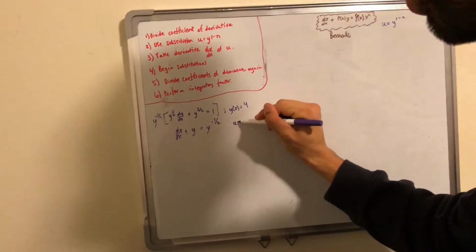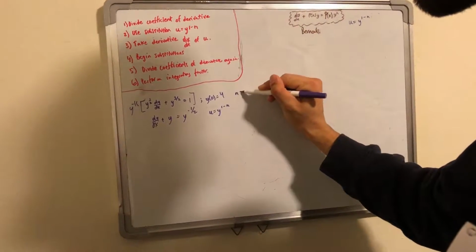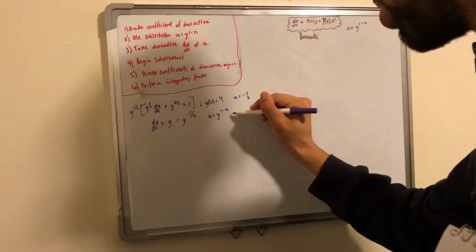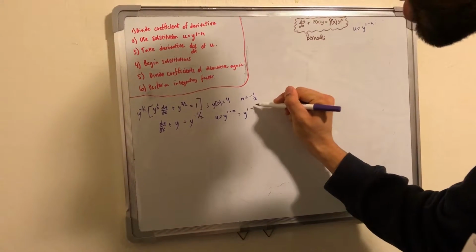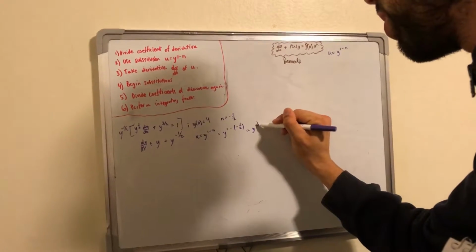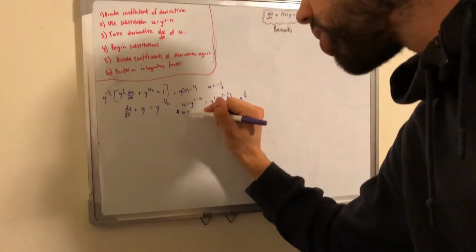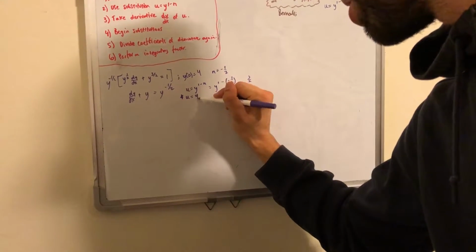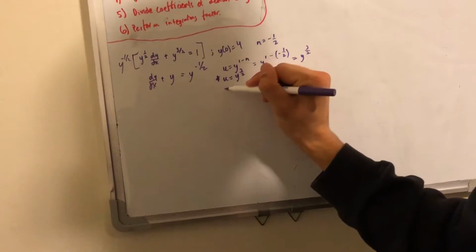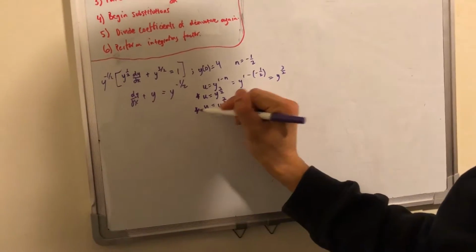From here, we can use our substitution u is equal to y to the 1 minus n, where n in our case is this exponent, which is negative 1/2. Plugging that in, we get y to the 1 minus negative 1/2, which will leave me with y to the 3/2. So one substitution is u is equal to y to the 3/2. And solving for the other side, we get that y is equal to u to the 2/3. I'll be using these two substitutions here.